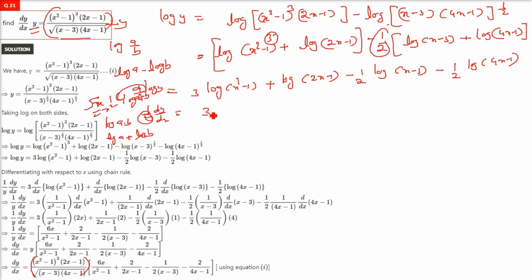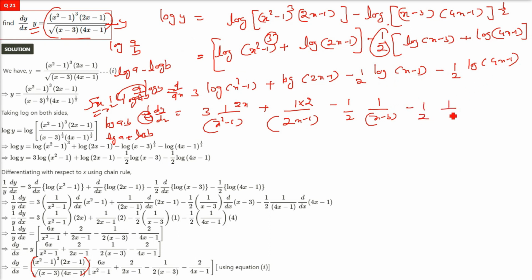Okay, so 3. Now this is d by dx. We are doing the differentiation now. So d by dx of 3 log x square minus 1 is 1 by x square minus 1, and differentiation of x square minus 1 is 2x. Then log 2x minus 1 will be 1 by 2x minus 1, and differentiation of 2x minus 1 will be 2. Minus half, log x minus 3 will be 1 by x minus 3, differentiation of x minus 3 is 1. Minus half, log 4x minus 1 will be 1 divided by 4x minus 1, and differentiation of 4x minus 1 will be 4. So what do you get?